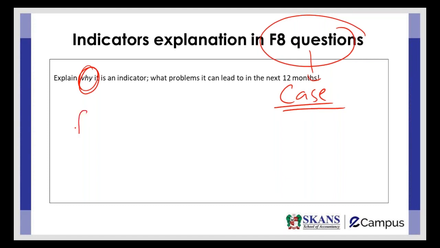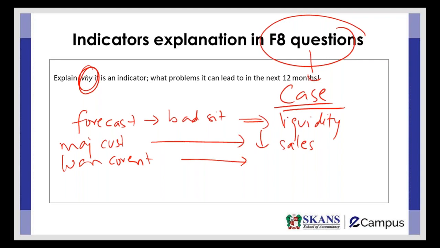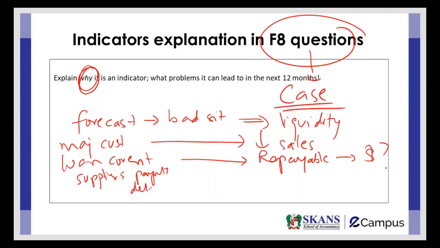So, for example, if the forecast for the next 12 months shows a bad situation, this is just identification. You'll have to tell me that this means that the company is going to face liquidity problems. If a major customer has been lost, you have to tell me I could face problems because my sales will go down if this customer is not replaced. If, for example, a loan covenant has been breached, explain that this means the entire amount might become repayable. Where will I get the money from? If the suppliers are upset, explain. So if suppliers' payments delayed, explain that they might not give us credit anymore, which means my cash situation would be affected.